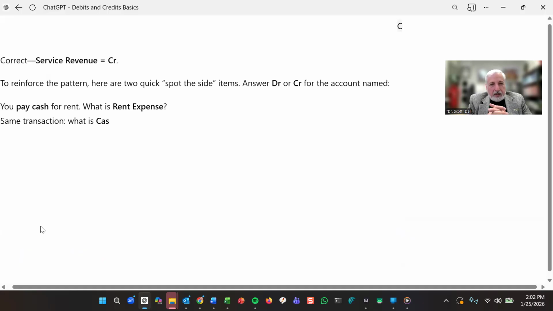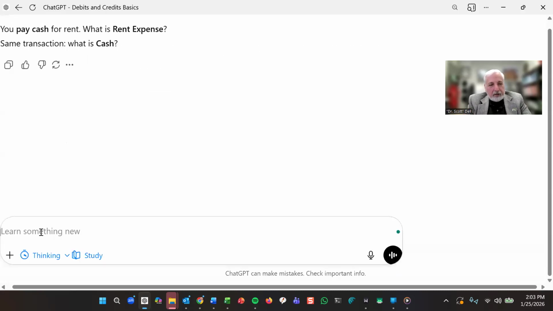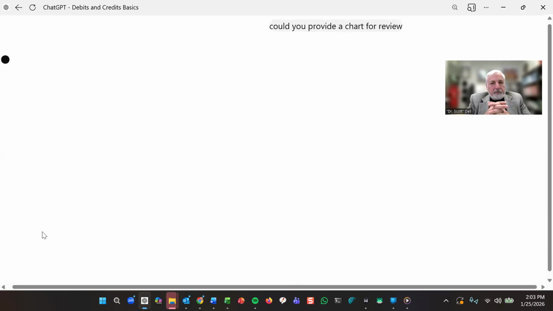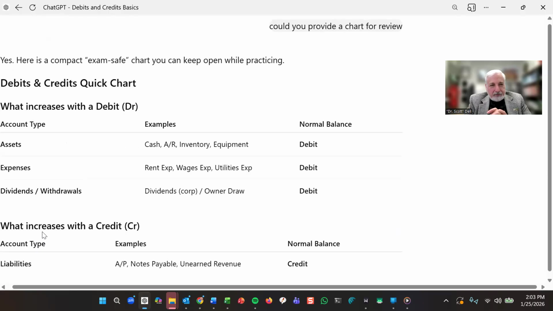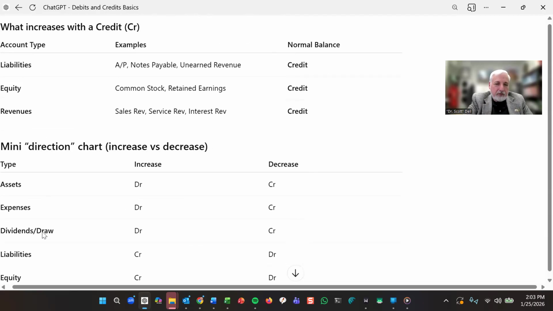Reinforce the pattern here with two quick side items. You pay rent: what is cash, what is rent expense? We debit the rent expense, we credit the cash, since cash is down. Could you provide a chart for review? Yeah, here, an exam-safe chart. You can keep it open when practicing. There's that summary of debits and credits.